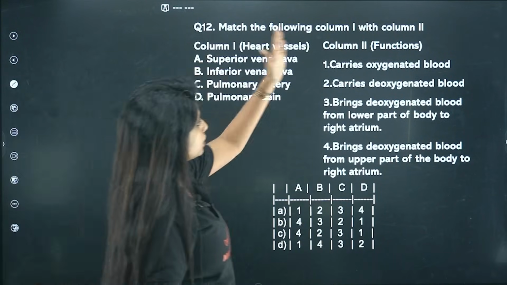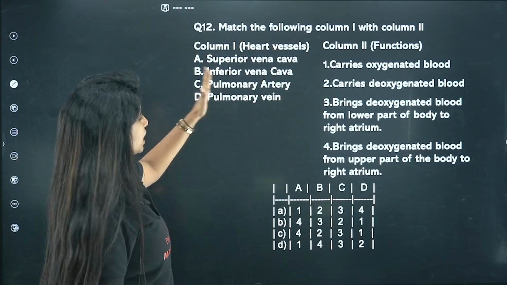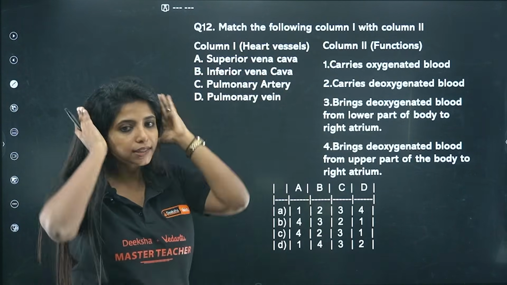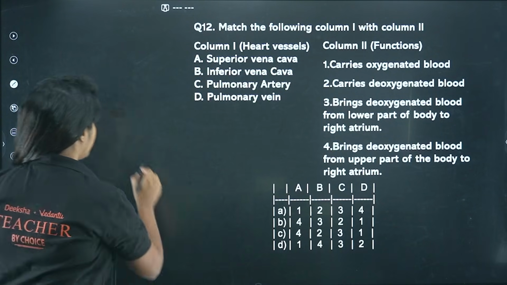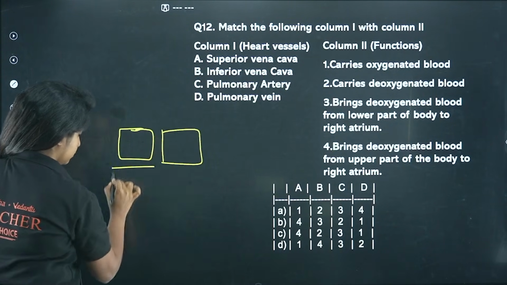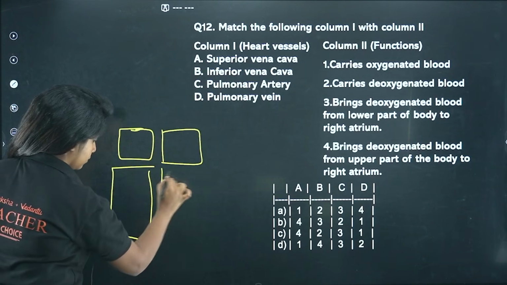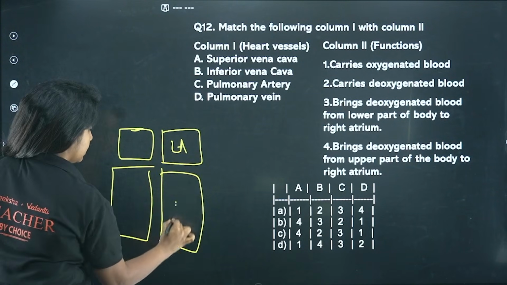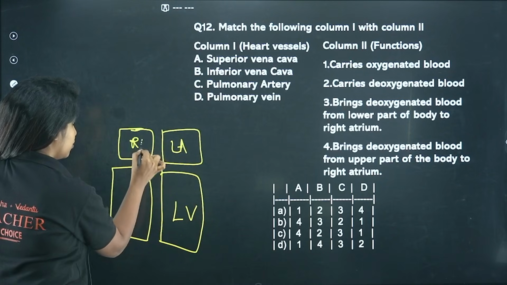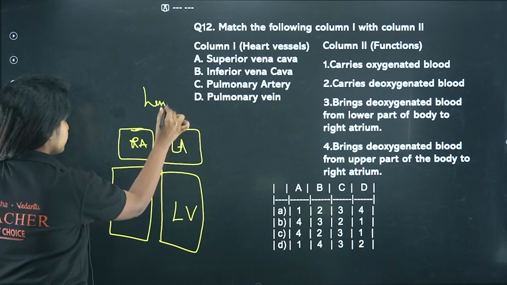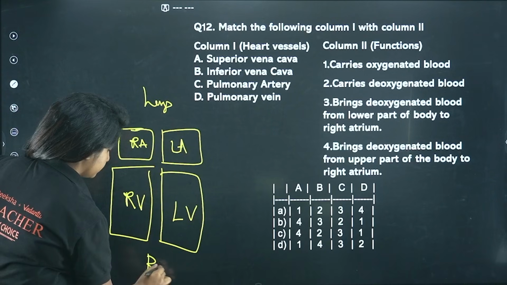Okay, column 1 this, column 2 this. Superior vena cava, inferior vena cava, pulmonary artery, pulmonary vein, and what do they function? That is the thing. So always remember, your heart is four-chambered in structure. This is left atrium, this is left ventricle, this is right atrium, and this is right ventricle. This is your lungs, and this is your body parts.